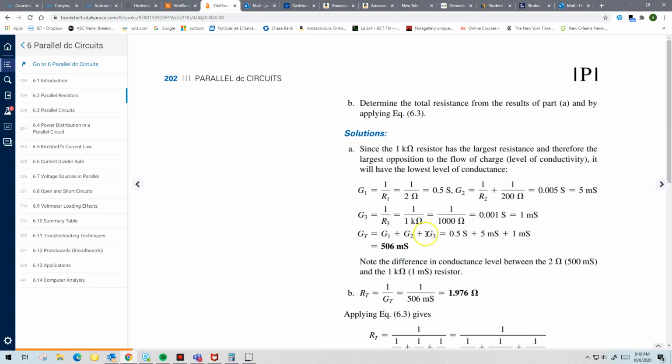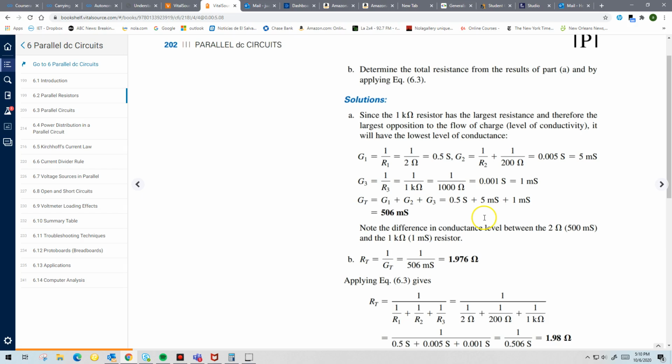So we saw that here, right? The 1K resistor has the largest resistance, and therefore it's going to have the most opposition to the flow of current. So if you take the reciprocal of R1, you get 0.5 Siemens. The reciprocal of R2 is what is it? 0.005 Siemens.